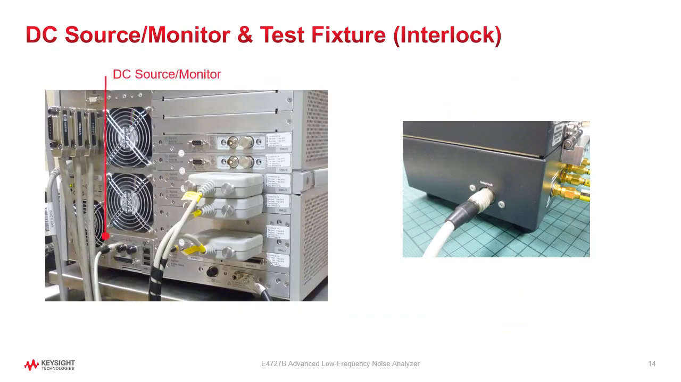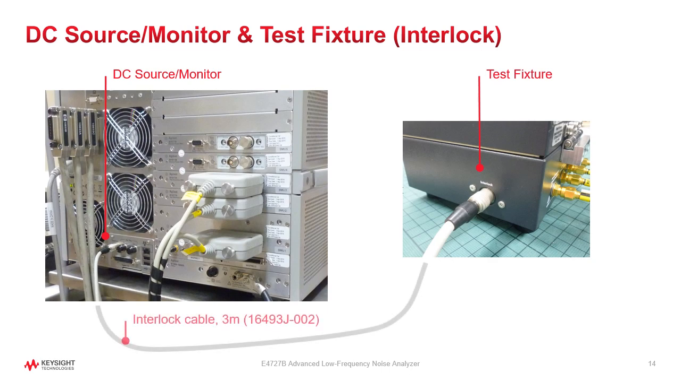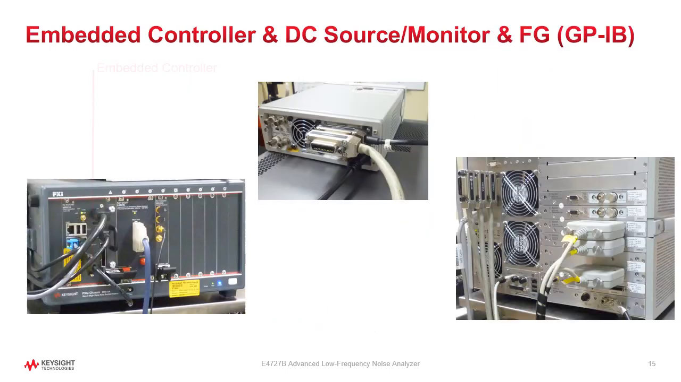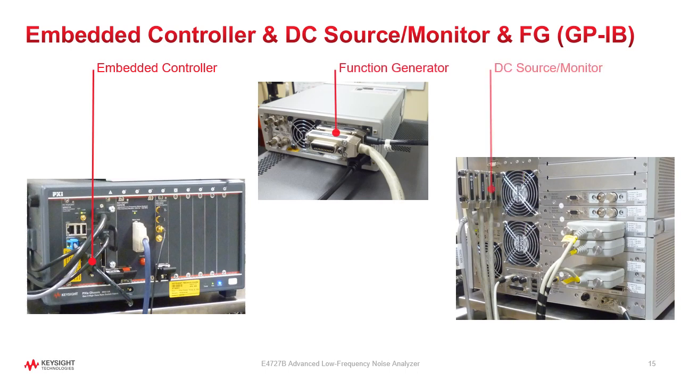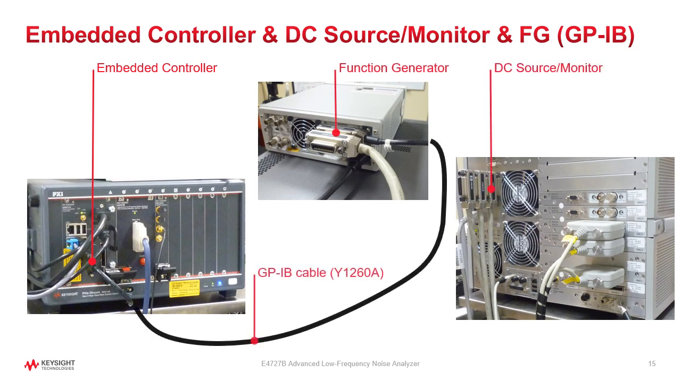This is the interlock connection between the DC source monitor and the test fixture. The interlock synchronizes the read of the test fixture. All instruments are connected by GPIB cables. The host PC is the embedded PC in the PXI chassis. The function generator and DC source monitor are controlled by GPIB. GPIB cables are also included in the E4727B standard accessories.